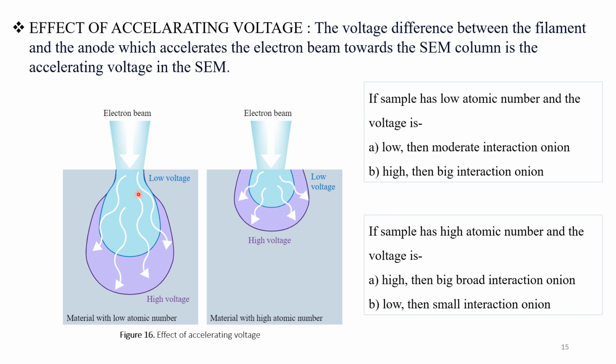Then two conditions apply. If the atomic number of the material is low, and a low voltage electron beam is allowed to fall on it, it may interact moderately with the sample. However, if a sample with low atomic number interacts with an electron beam of higher voltage, the higher voltage may penetrate much deeper into the sample and hence give much more information about the sample.